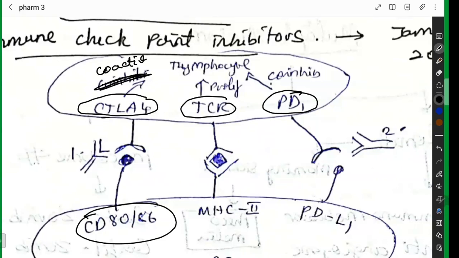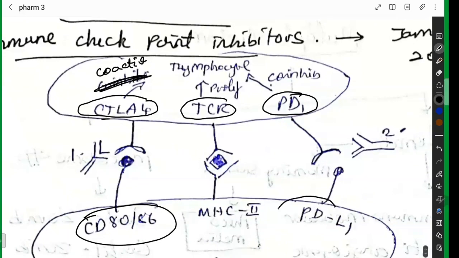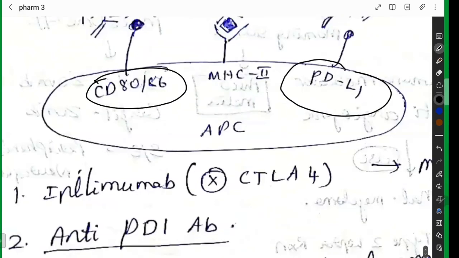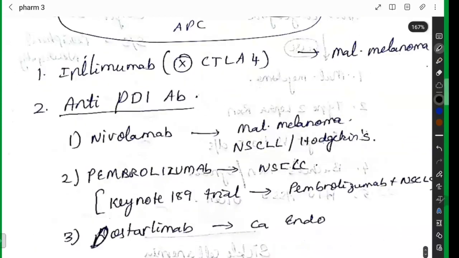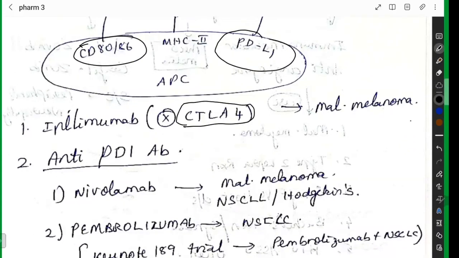Now what happens? You have the third one, that is going to be PDL1. This PDL1 is going to inhibit the T cell activation. So this PDL1 is also going to cause co-inhibition of your PD1. Now what happened? You have three types of drug. Number one, CTLA4 can be inhibited and it can prevent the T cell proliferation.